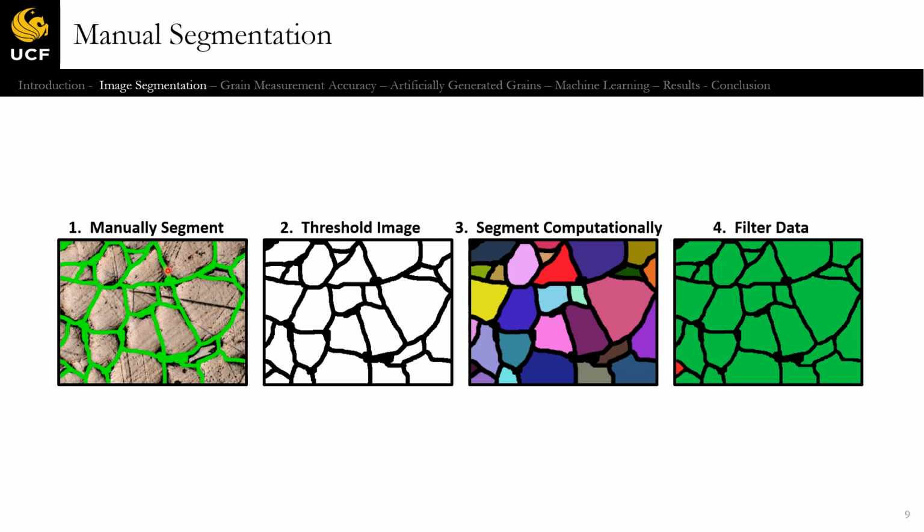This is performed by a human using manual annotation. In this case, it was just performed in Paint. So it's a pretty simple approach. Draw them and then threshold it, and then you can segment it computationally, and you get a lot of good, clean data for the grains if you perform your segmentation manually.